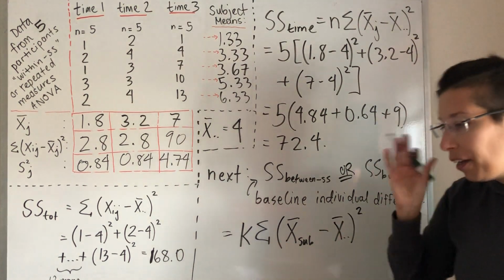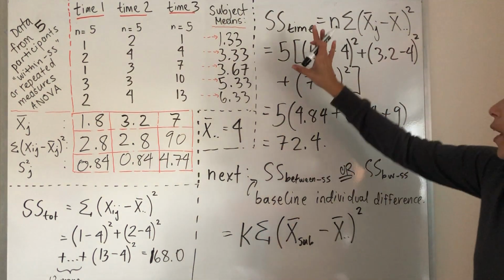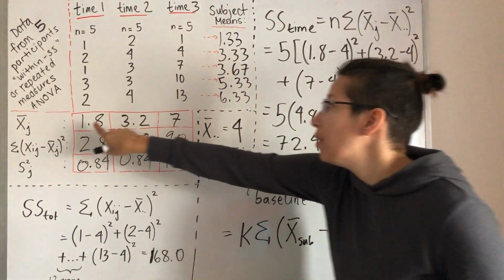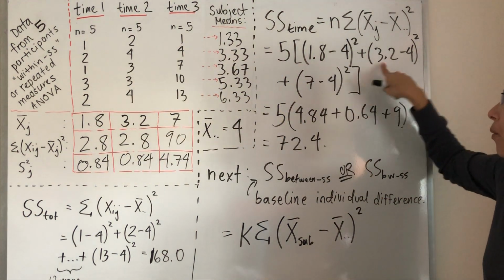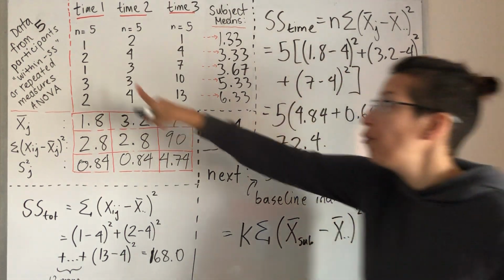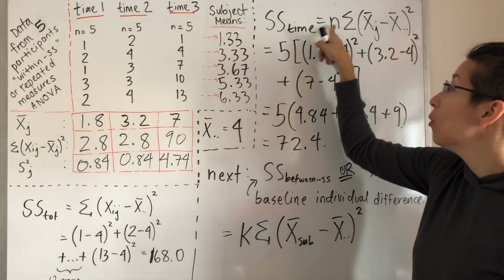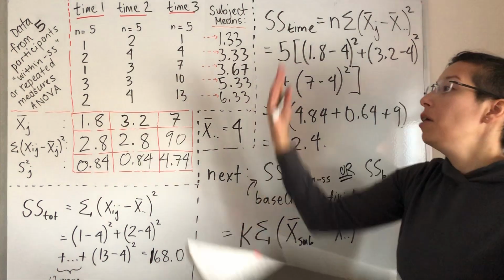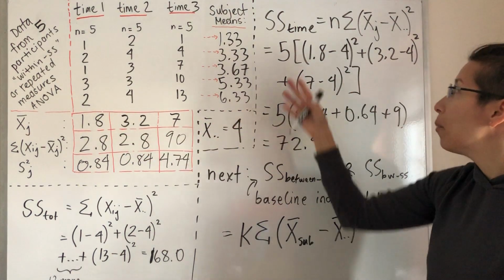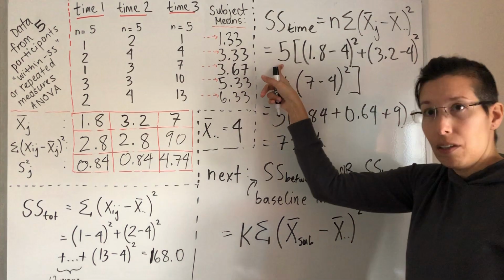Now, here is an interesting point. When we did the time computations, each of these means, 1.8, 3.2, and 7, which made these three quantities, each had 5 observations contributing to it. That's why we used n, or 5, to say, okay, this is the mean, but because it came from 5, we want to amplify it by 5, and same with this, and same with this. That's what this 5 does.